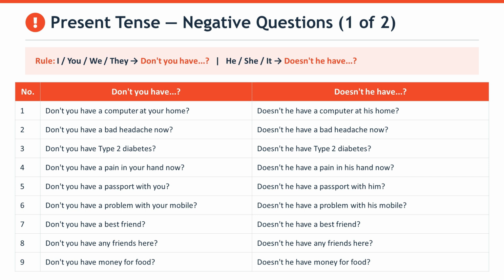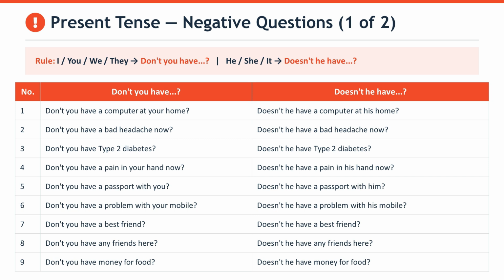Don't you have a computer at your home? For he, doesn't he have a computer at his home? Don't you have a bad headache now? For he, doesn't he have a bad headache now? Don't you have type 2 diabetes? For he, doesn't he have type 2 diabetes?